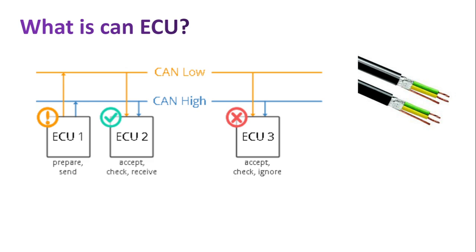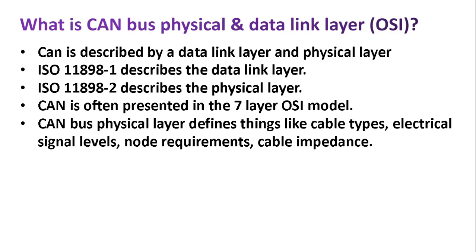Okay, now go to the next. What are the CAN bus physical and data link layers in OSI? CAN is described by the data link layer and the physical layer. ISO 11898-1 describes the data link layer, meaning it describes the properties of the data link layer, and ISO 11898-2 describes the physical layer properties. Now, CAN is often presented in the 7-layer OSI model. The 7-layer OSI model is available in the next slide.